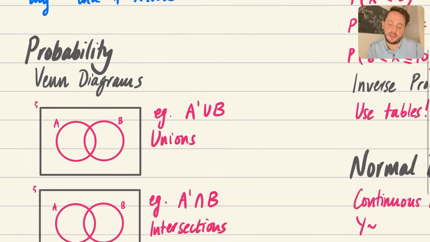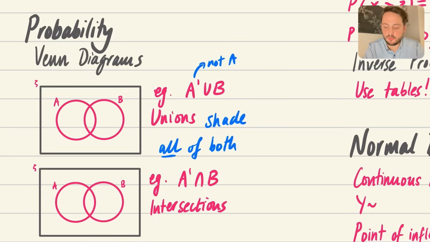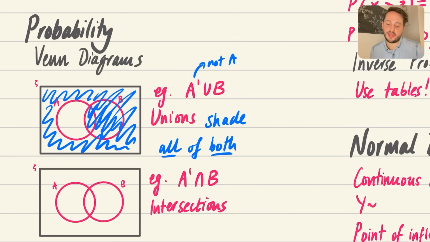So we're going to have a look at probability and Venn diagrams in particular. Here I want to do an example of shading in A dash union B. This is the union of the complement of A and B. The complement of A actually just means not A. So for unions, what you do is you shade all of both of the regions that have been suggested. So I'm going to start off by shading not A. Well, not A is going to be everything that is outside of A. And you also need to shade all of B, so you've got this bit that we've got here. So that shading is not A or B.